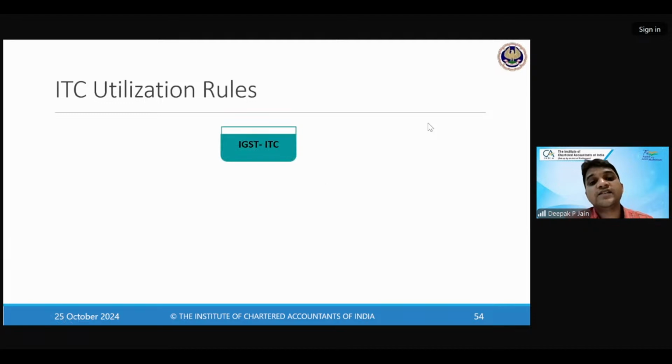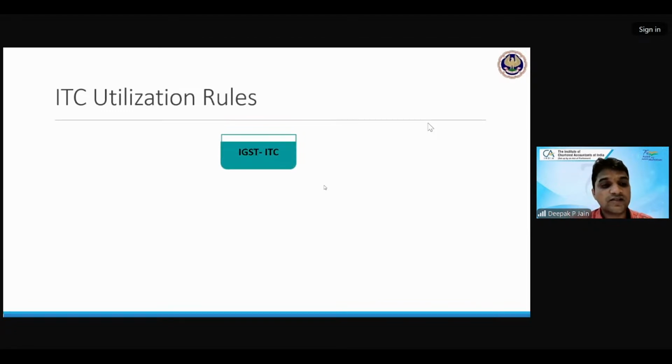Now, next is ITC utilization. How you can utilize the input tax credit is stated here.